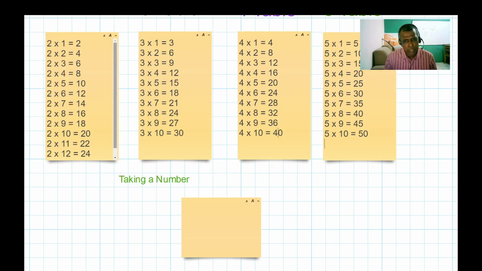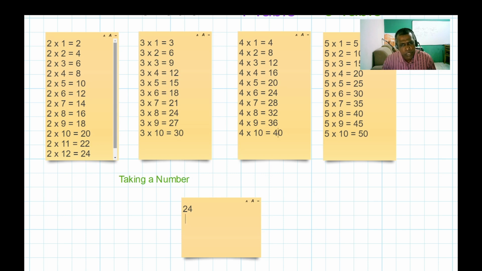I will take the number 24. So in what tables can I find this 24?